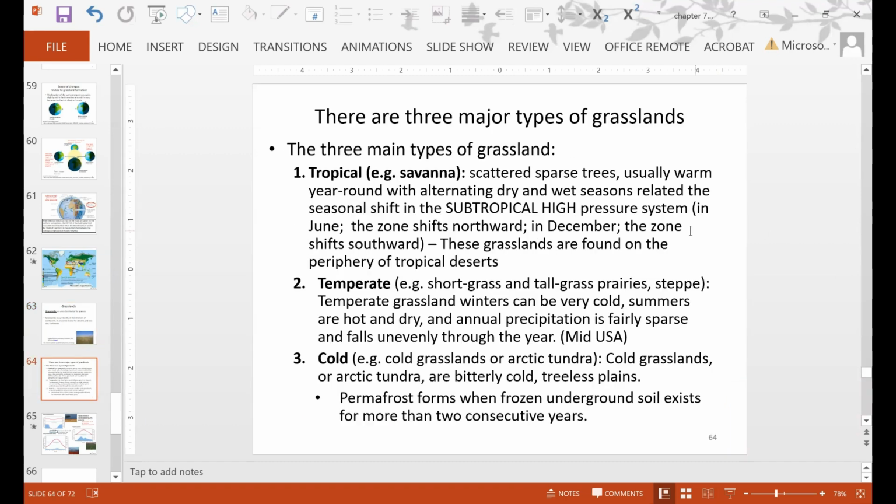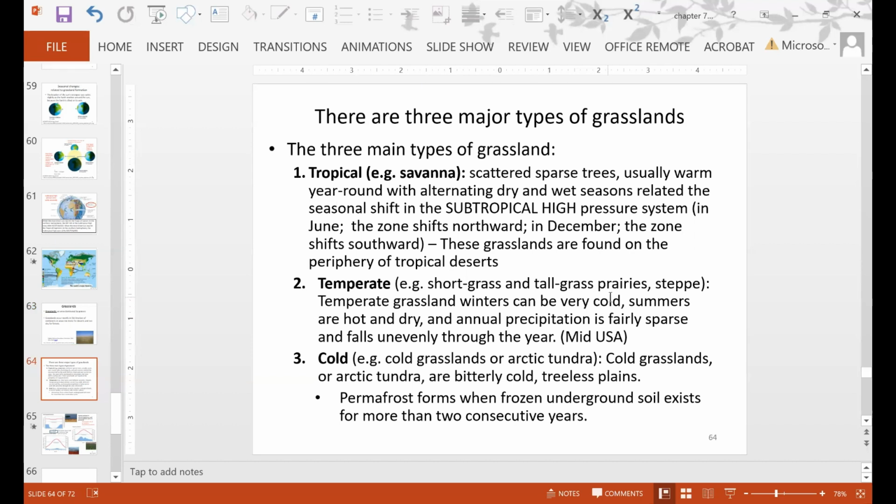So there are three major types of grasslands. You have your tropical, which is savanna. You have scattered sparse trees. These are usually warm areas year round with alternating dry and wet seasons related to the seasonal shift of that subtropical high pressure. So in June, the zone shifts northward. In December, it shifts southward, and that leads to wet and dry seasons. So tropical savanna are grasslands that are found on the periphery of tropical deserts. Then you have temperate grasslands, which have short grasses and tall grasses, and those are your prairies or steppe.